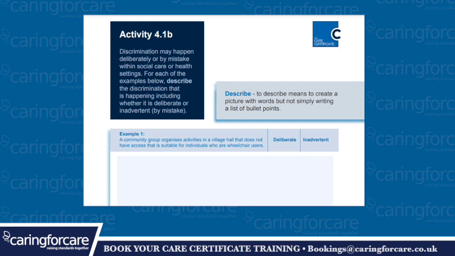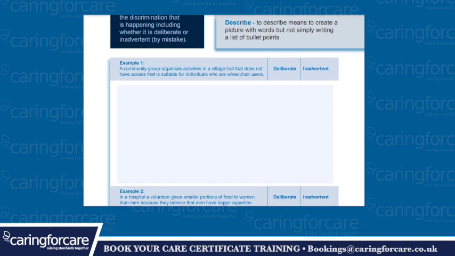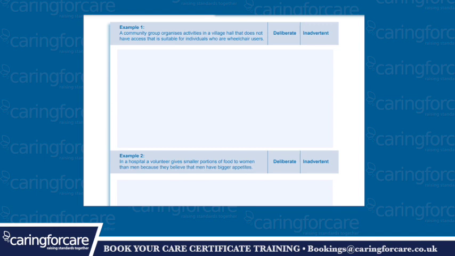Activity 4.1b. Discrimination may happen deliberately or by mistake within social care or healthcare settings. For each example below, describe the discrimination that is happening, including whether it is deliberate or by mistake. Describe. To describe means to create a picture with words, but not simply writing a list of bullet points. Example 1. A community group organises activities in a village hall that does not have access that is suitable for individuals who are wheelchair users.